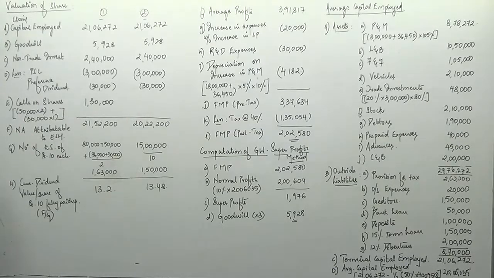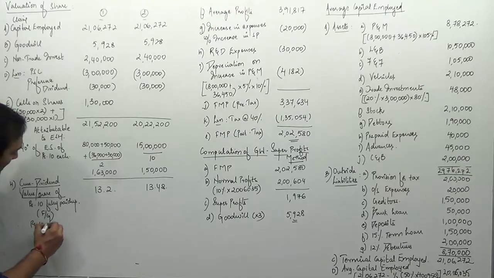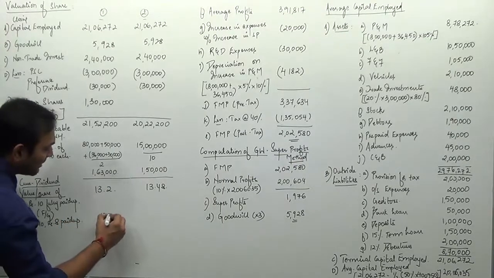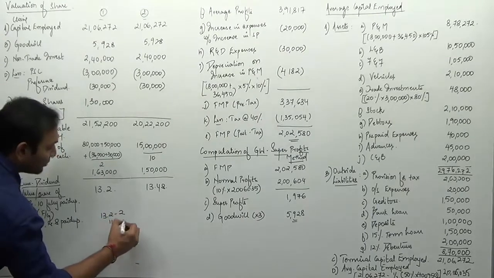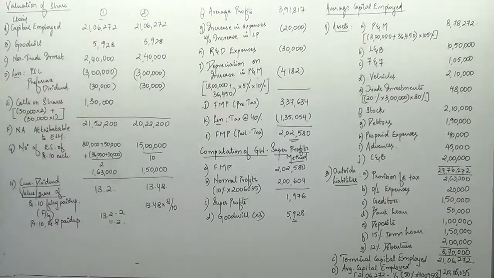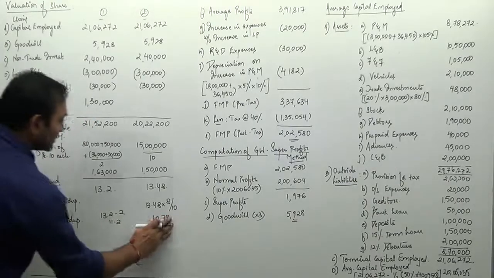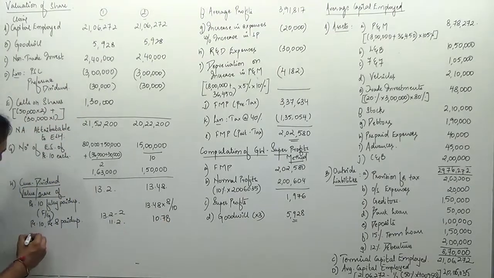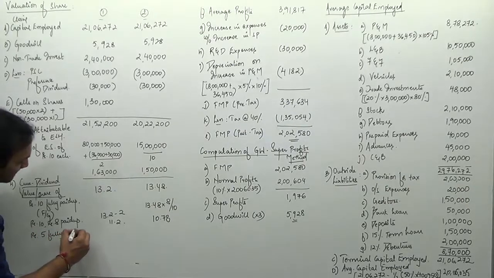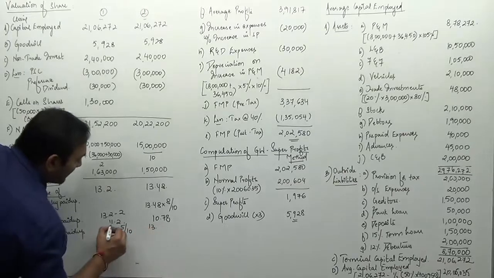It is 13.2 and 13.48. Cum dividend value per share of 10 rupees fully paid up you got. Find out rupees 10, 8 paid up. In the first case, I have to deduct 2, minus 2, 11.2. Second case, I have to calculate 13.48 into 8 by 10, 10.79. Then rupees 5 fully paid up. Take proportionate valuation in both cases: 13.2 into 5 by 10 and 13.48 into 5 by 10.